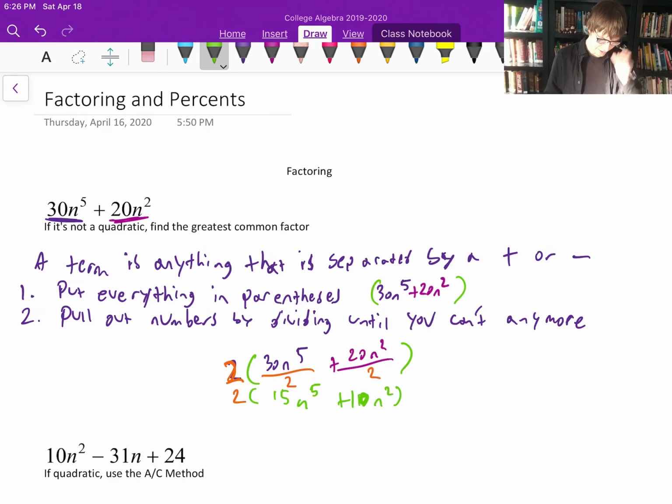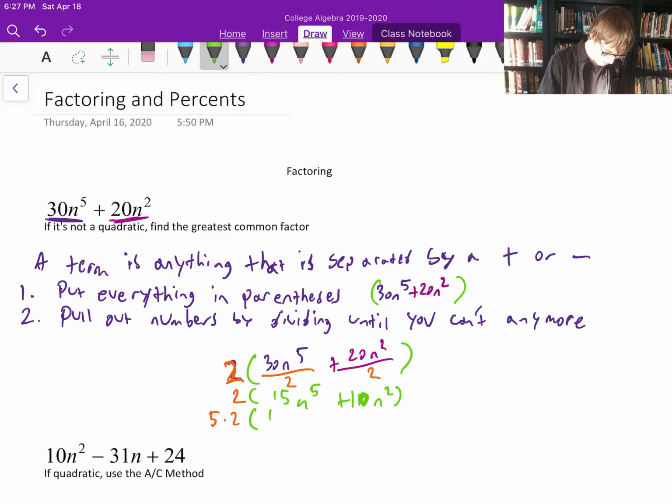Okay, so let's see, we've done that. Is there anything else we can divide out? Well, we've got a 15 and a 10. Those are both divisible by 5, so I'll divide them both by 5 as well. Here's what I'll do: I'll multiply the 5 by the 2, since I'm pulling out both of them at the same time. Anything else you pull out, you gotta multiply. And I'll divide those out.